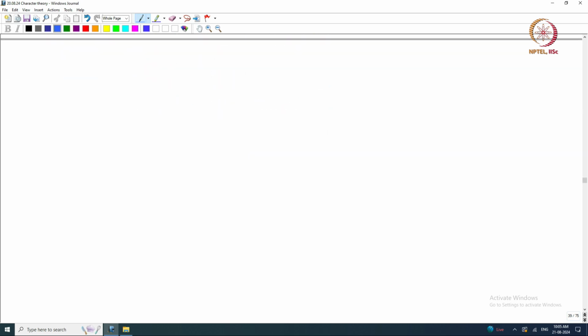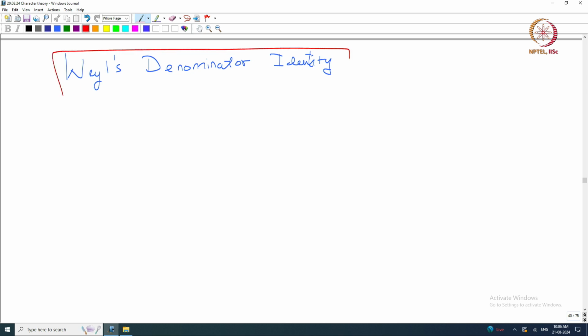Okay. So now we will come back to the denominator identity. What does Weyl's denominator identity say? Let us state the result. Weyl's denominator identity, or formula. You can think of it as happening inside Z H star.